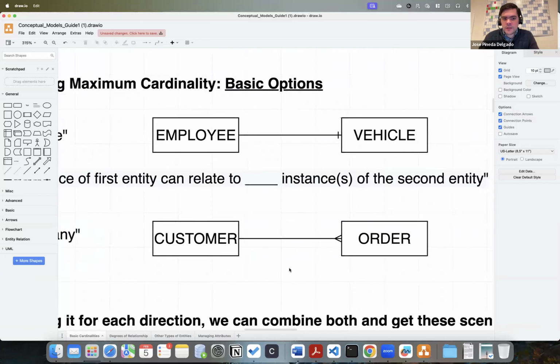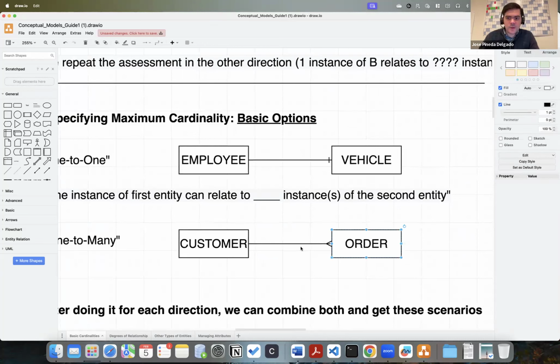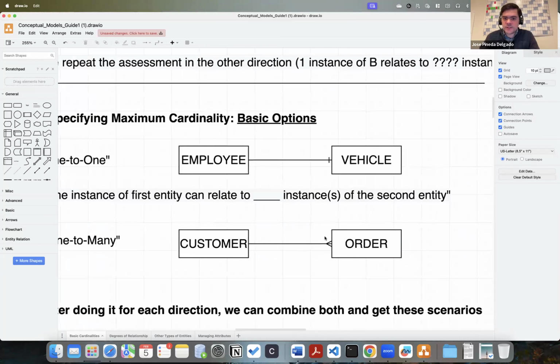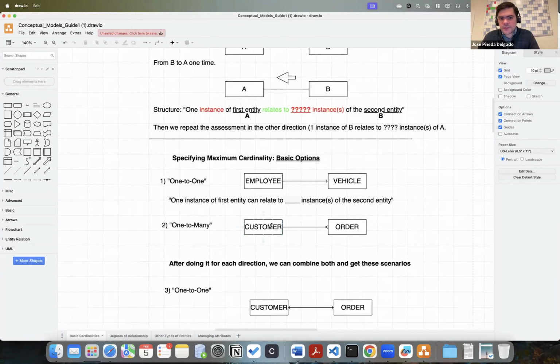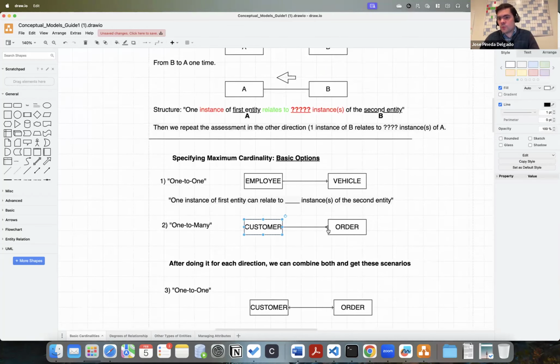If we have a one-to-many, we typically do so with a line with a crow's foot at the end, suggesting that there is more than one possible connection. So in this case, a customer can place one or multiple orders. That's going to be our relationship going in that way.